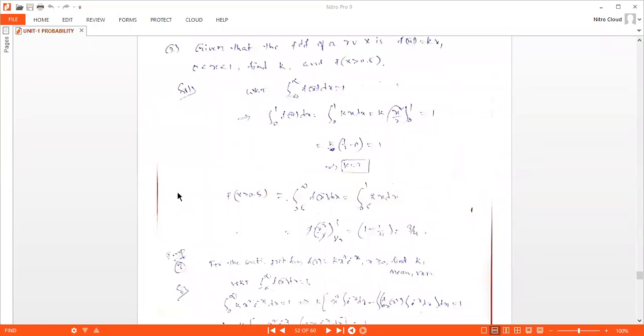So the integral from 0.5 to infinity of f of x dx equals the integral from 0.5 to 1, because the function is defined up to 1 only. So 0.5 to 1, 2x dx, remaining values are zeros. So that is equal to 2 into x square by 2. The 2s cancel; substitute upper limit minus lower limit, which is equal to 3 by 4.